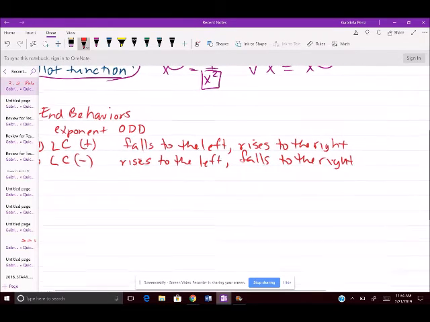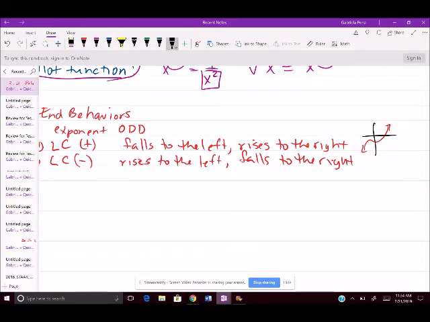And let me just make that a little bit smaller. A quick little thing is this one goes like this, where it falls to the left, in case you want to actually draw a little sketch. And this one's going to go the other way. It falls to the right, and it goes up. So they go in opposite directions. Odd. Opposite directions. One up, one down. Going down, going up, going up, going down.